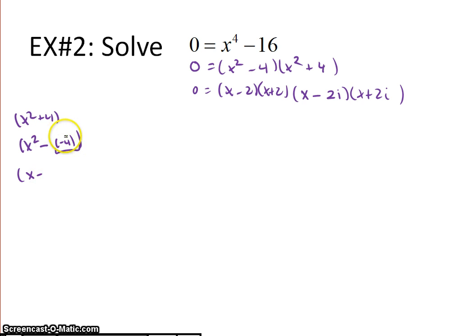So it's x minus, what's the square root of negative 4? It's 2i. And then it's x plus the square root of negative 4, 2i. So that's where that comes from. We did that in algebra 2.